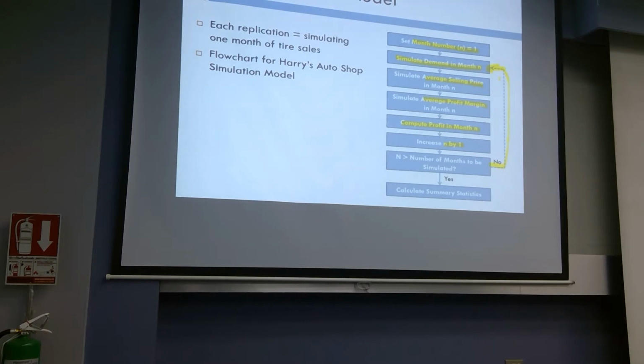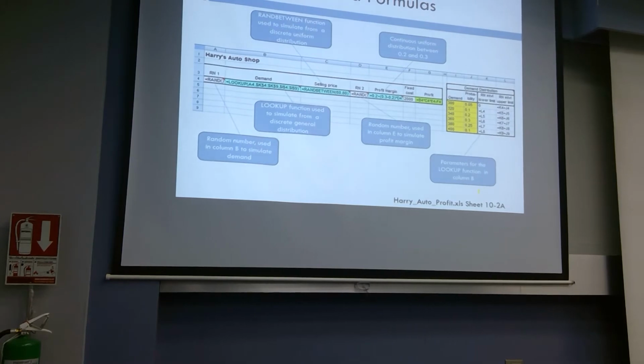Okay, we have to specify how many months we want to simulate, and we keep repeating that until we get the number of simulations that we want. Okay, once we're done with that, then we calculate the summary statistics. So in this example, you can see that the whole model can be developed within just one line. So I'll show you the Excel for that, and then you can take a look at the PowerPoint slide.